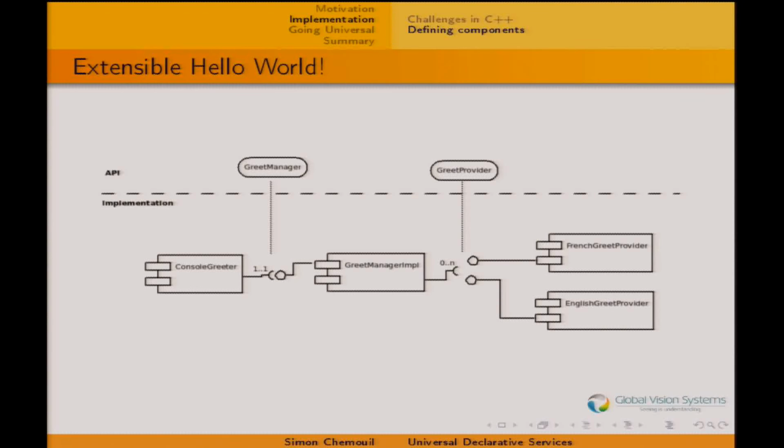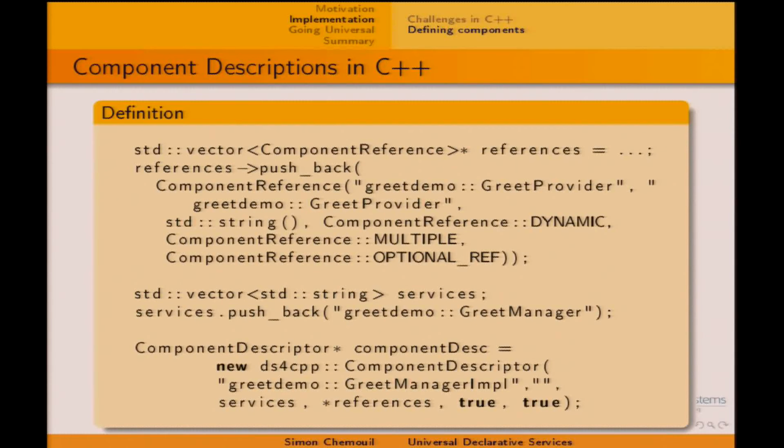So we will focus for the example right now on the greeting manager impl component. It's the most interesting because it both provides a service and it requires another service. So obviously it could require more, but this will be enough for the example. So this is not really nice to read, and that will be one of the main points of this presentation. But this is how I write the descriptor for that component manager impl.